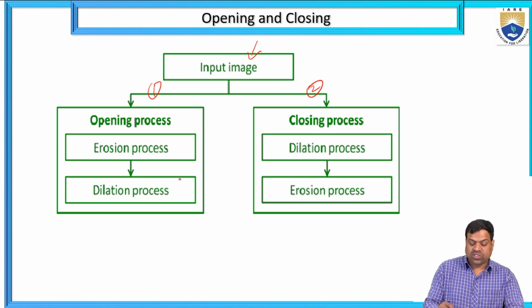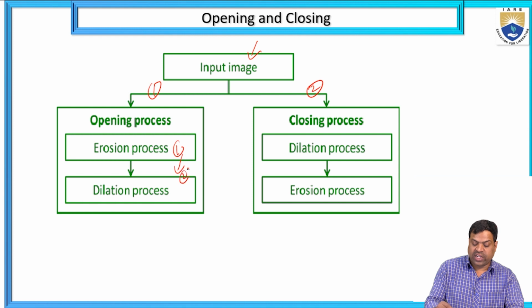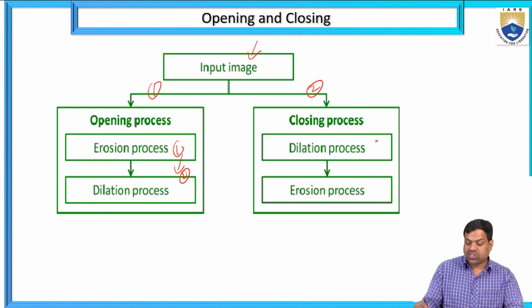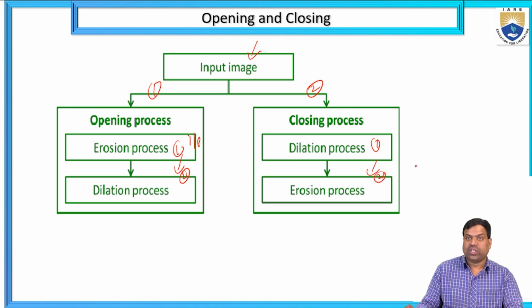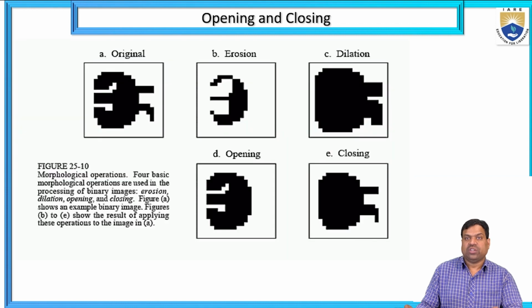In the opening process, first the erosion process, after that the dilation process. In the closing process, first the dilation process, after that the erosion. So first the input is eroded, then dilated. Here first dilating, then eroding. So images are divided as input images of opening and closing. Opening means erosion after dilation. Here first dilation, then erosion.